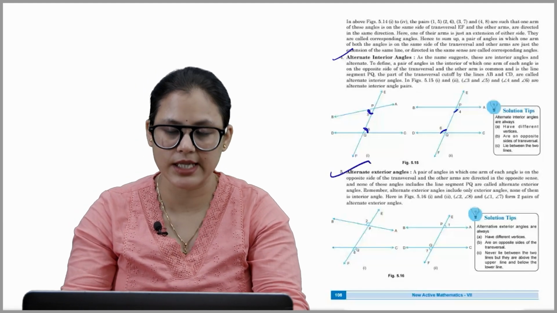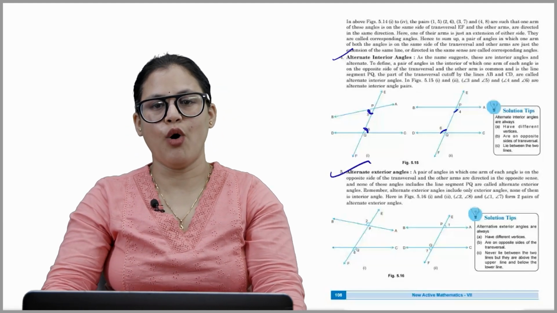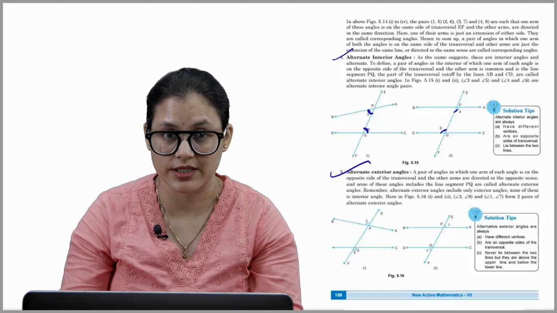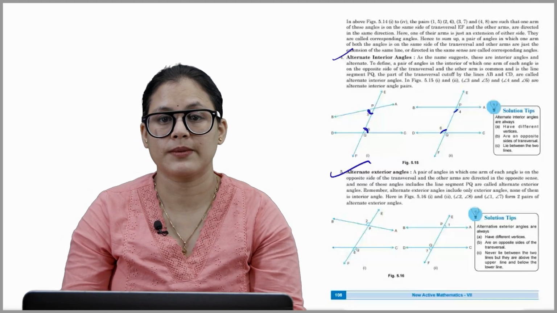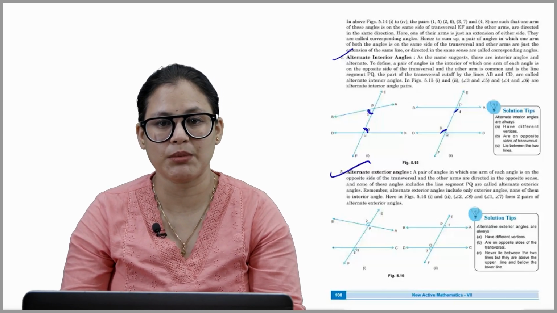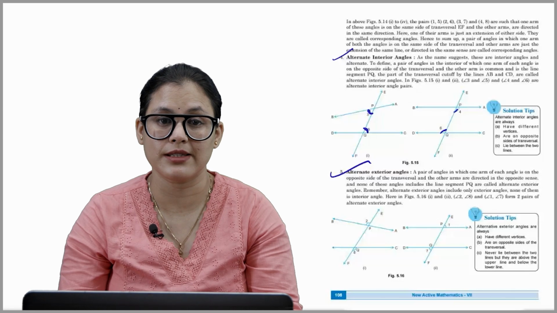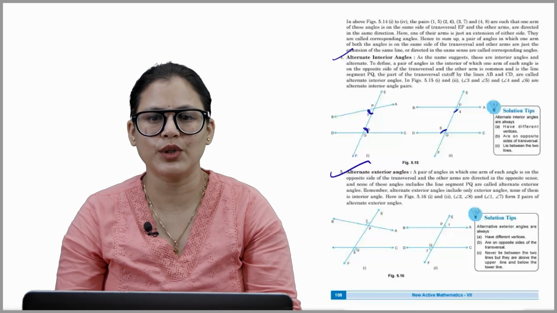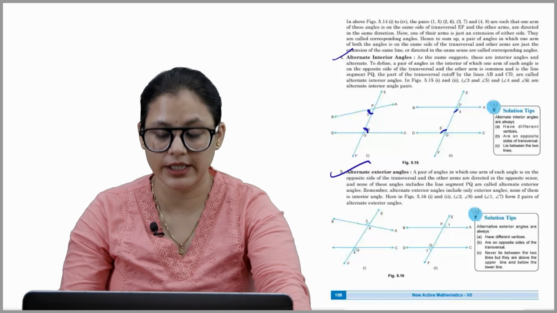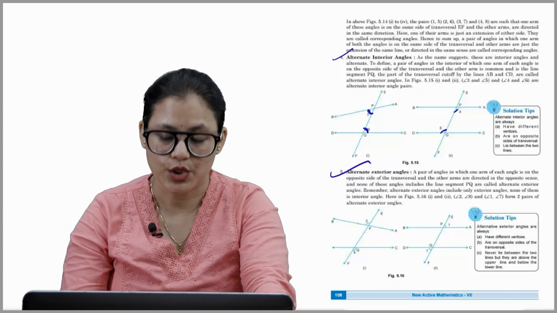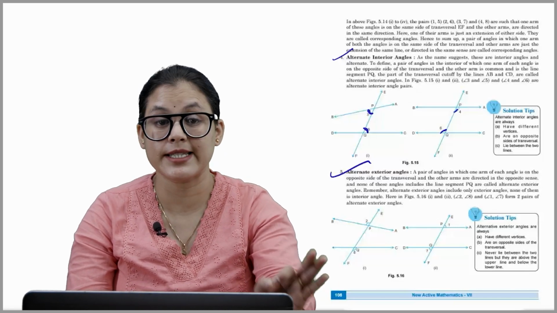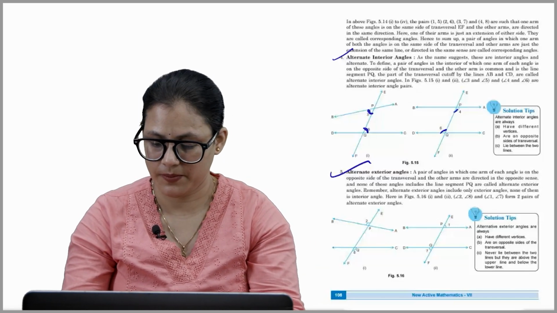Next is alternate exterior angles. A pair of angles in which one arm of each angle is on the opposite side of the transversal and the other arms are directed in the opposite sense, and none of these angles includes the line segment PQ, are called alternate exterior angles. Remember, alternate exterior angles include only exterior angles, none of them is an interior angle. For example, in these two figures, angle 2 and 8 and angle 1 and 7 form two pairs of alternate exterior angles.